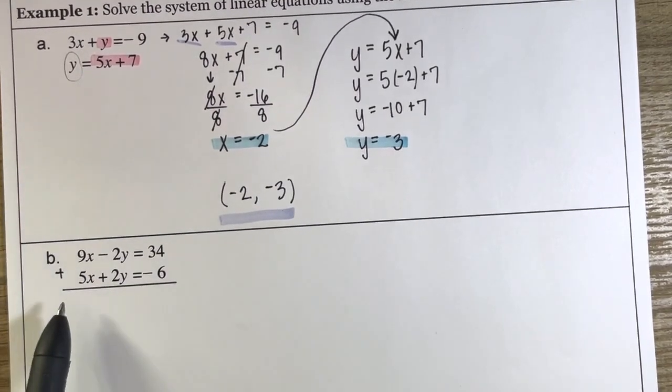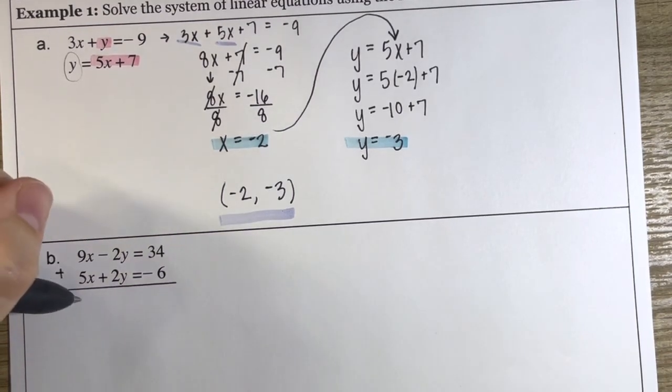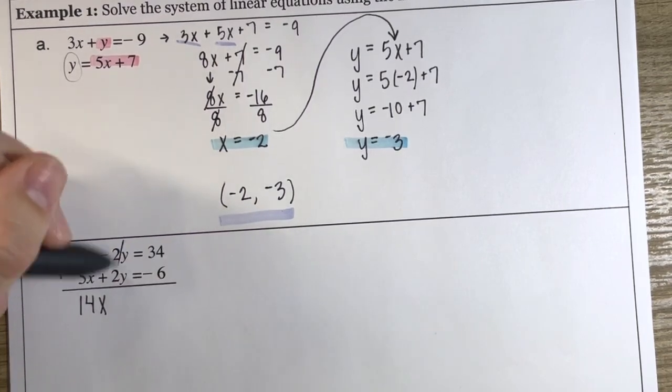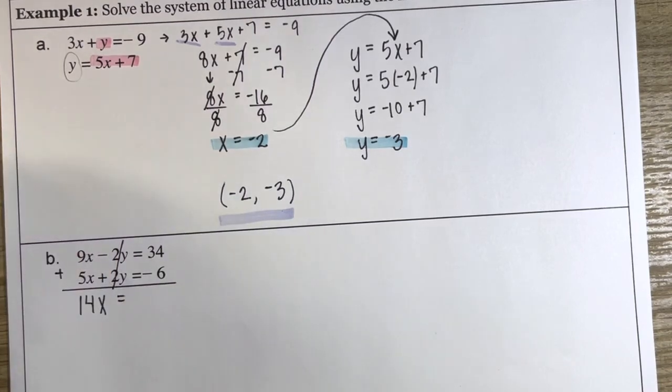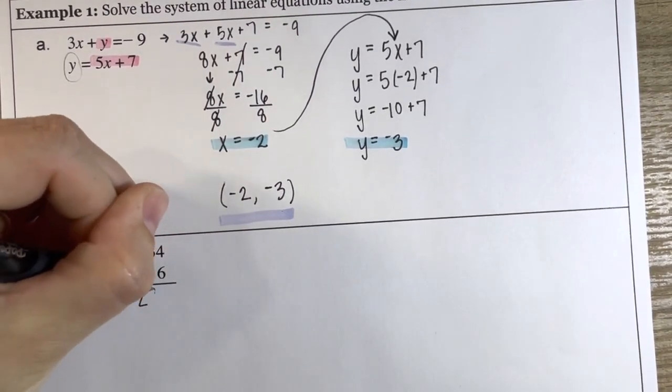So we'll go just from left to right and add each one. 9x plus 5x, that's 14x. Negative 2y plus a positive 2y, that's 0, so those just cancel out. And then 34 plus a negative 6, that's just like 34 minus 6, so that ends up being 28.